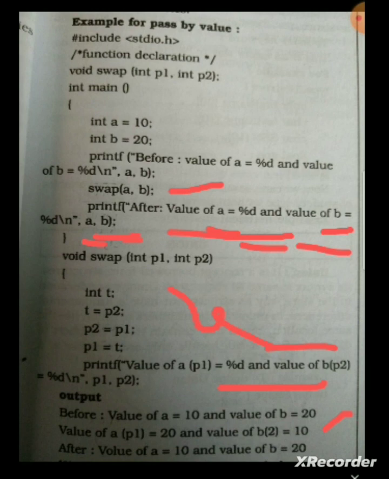A comma B means what? A equals 10, B equals 20. So that will be printed here. This 20 and 10, that means these are into P1 into P2. So that's why I declared different variables. Into P1, P2 has changed but not A and B, right? That's why the final output is 10 comma 20.